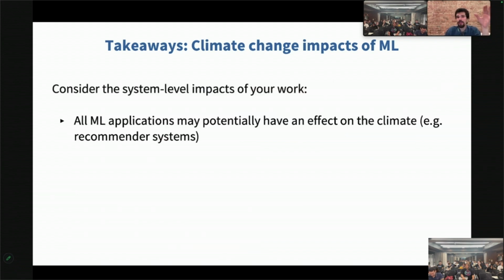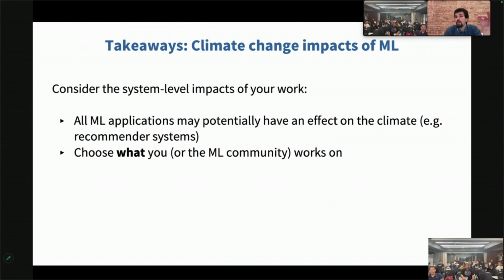Consider the system-level impacts of your work. All machine learning applications may potentially have an effect on the climate. For example, self-driving cars, recommender systems. If you're working on recommender systems, that is going to have an impact on the climate. I'm not saying you shouldn't necessarily work on recommender systems. There are advantages to some things, and one doesn't have full scope of choosing what things one works on, whether in academia, industry, the public sector, elsewhere. One doesn't necessarily have choice, but where possible, consider how to shape the implications of your work.